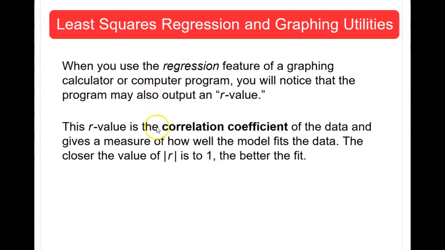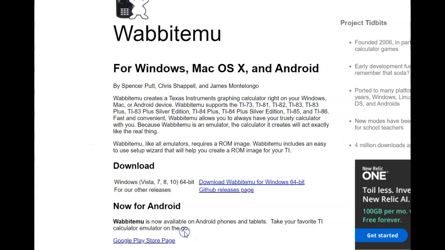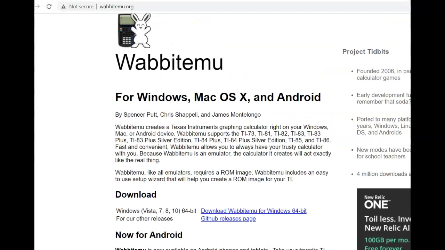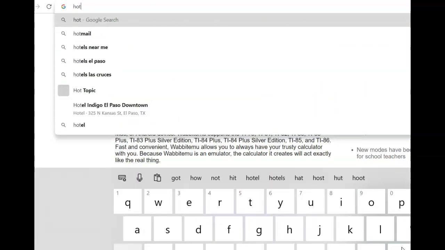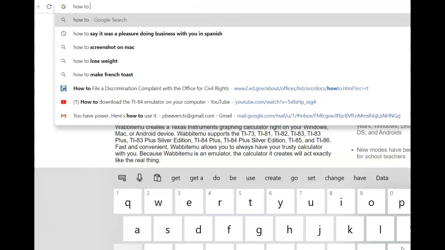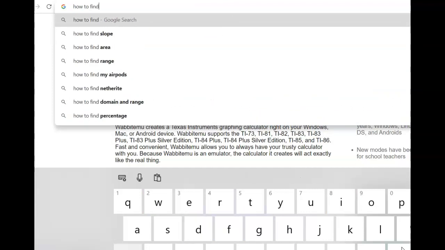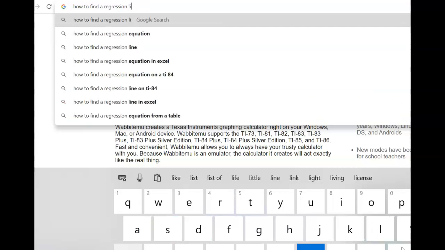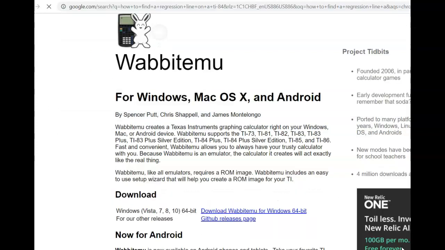But I'm gonna show you how you can find a video that goes with your calculator so that you could learn how to use the regression line feature from it. So one thing we could do is, I was trying to download another one from there. So I am just going to type here how to find a regression line on a TI-84, and you can see someone typed it already.